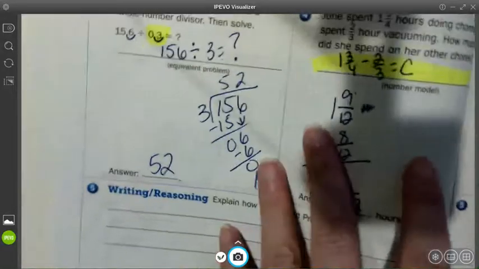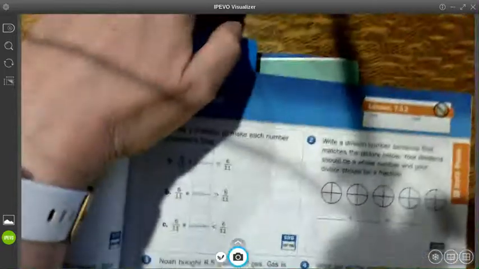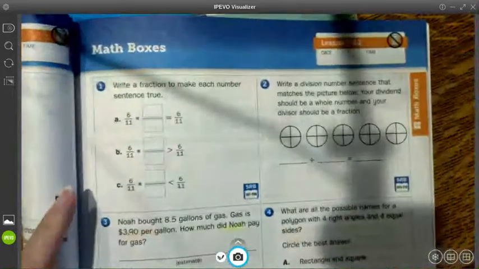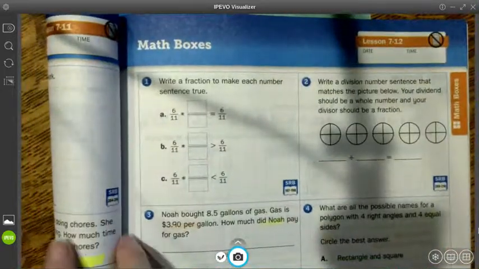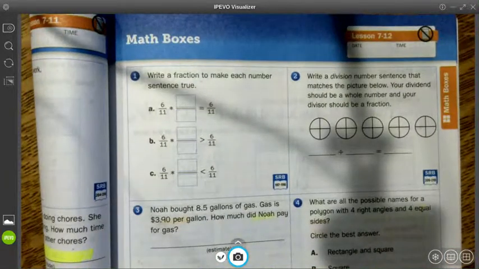Okay, the second and last math box we're going to do today, and I know this might seem a little long, but you have no IXL and no HomeLink this week, is right next to it, page 269. We're going to do math box for lesson 7-12.